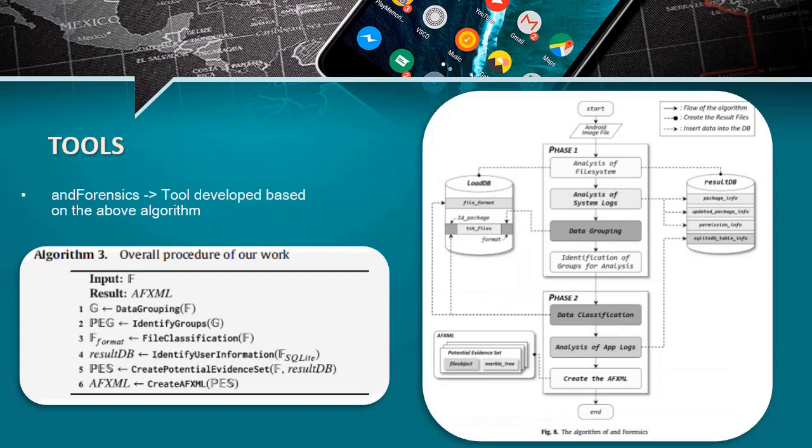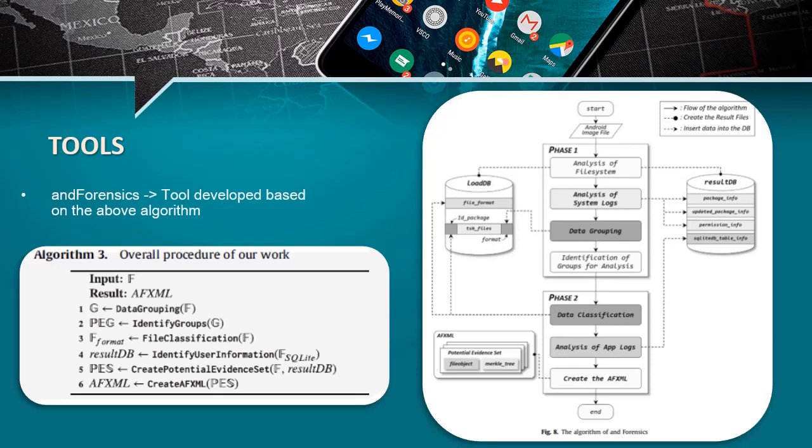The tool, AND Forensics, is developed. AND Forensics is a tool name which is developed by the authors of the research article. The basic flow includes the raw data from the Android device, from the application logs or anything, and then identifying the main groups for the potential evidence, or which can act as potential evidence.